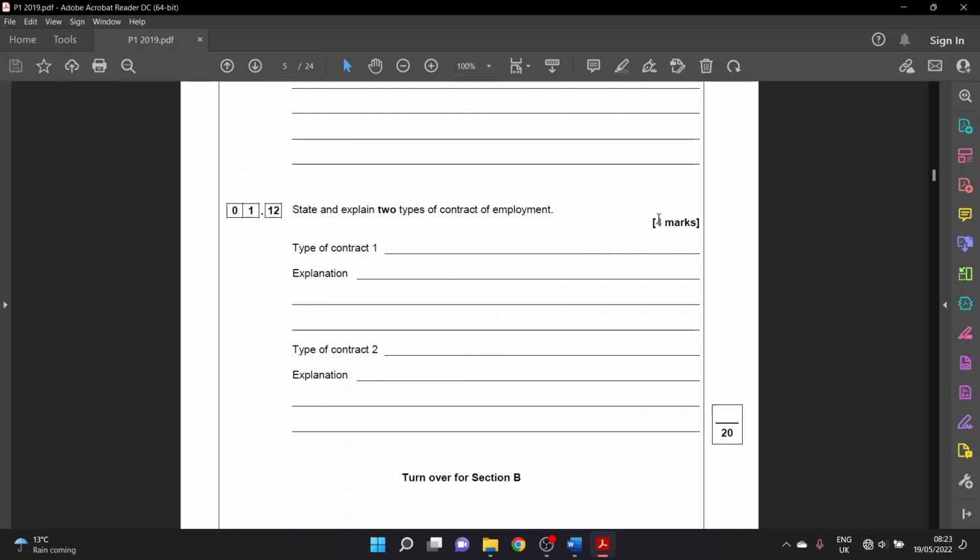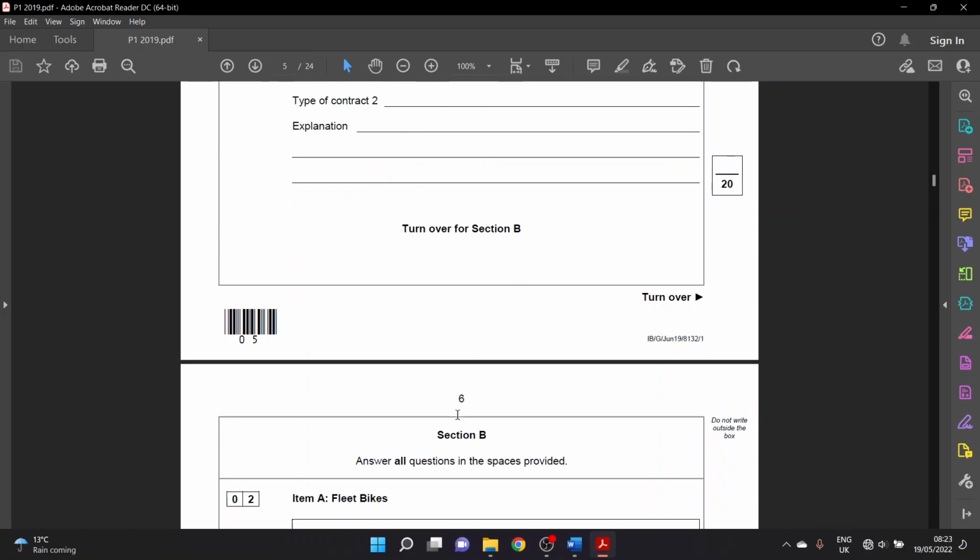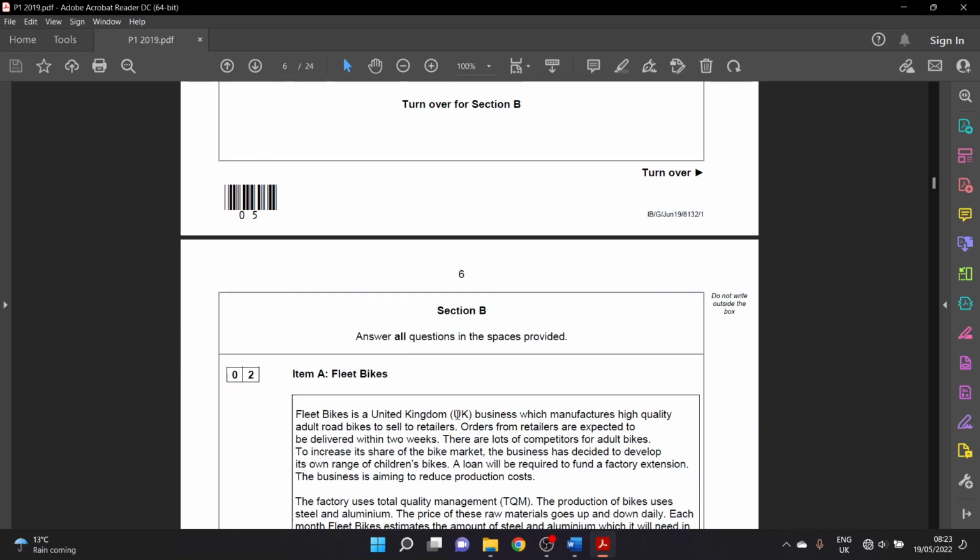Then there's a 4-mark question here, but it's like too many 2 marks, isn't it? State and explain 2 types of employment contract. Part-time, explanation, it's less than a full-time contract. Full-time, 35 to 40 hours a week. So there you go. That's section A.